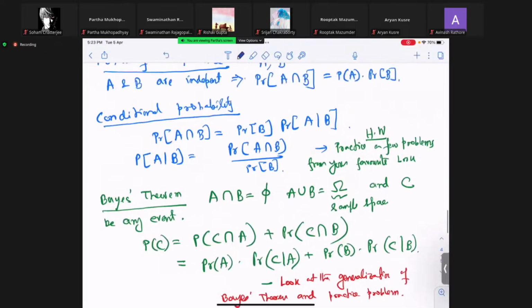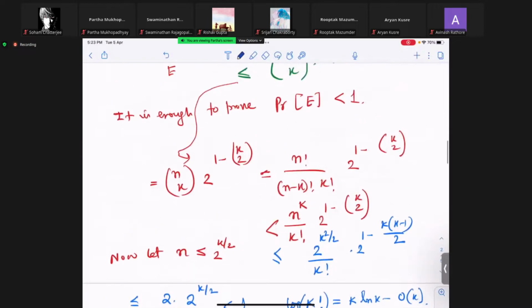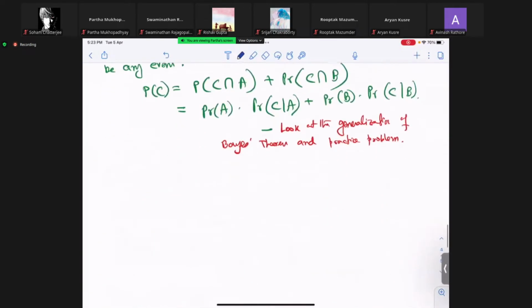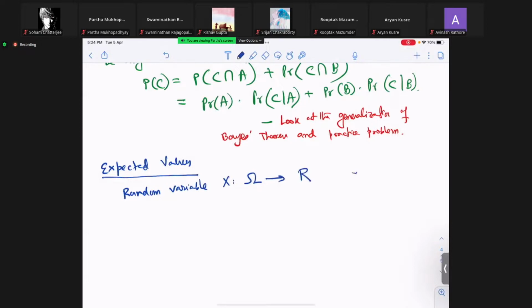Okay, so this was revision from our 10 plus 2 level, but the probabilistic method was new, at least for people who have not done advanced probability. So let's look at this notion of expected values. Let me just revise with a random variable, usually denoted by X. This is a map from the sample space to the reals.